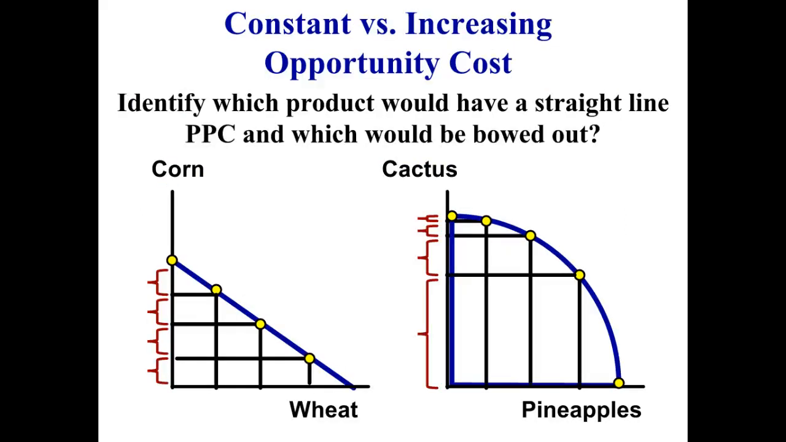Take a look at this example. Can you tell me which one is constant and which one has an increasing opportunity cost? Well, hopefully you identified the one on the left, the corn and the wheat. That's got the constant opportunity cost. You'll notice because it's got the straight line. And the increasing opportunity cost is the one on the right, cactuses versus pineapples, which really, when you think about it, you can't grow both of those in the same area. So the resources would definitely have to be different.